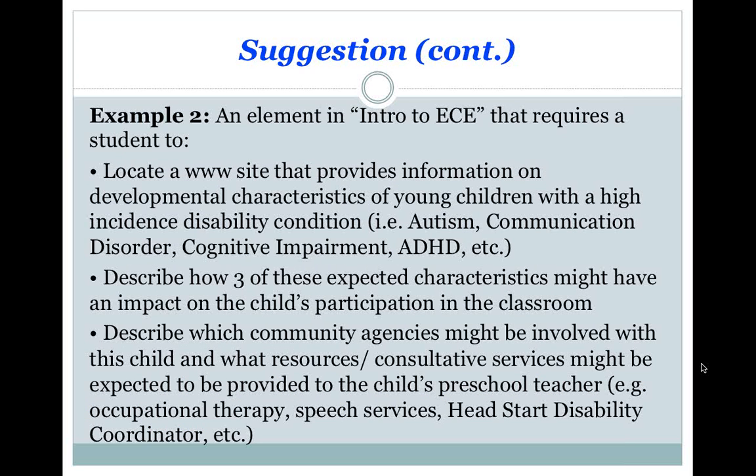Here's another example, locating a website. Once again, it could be an article that you post, or a PDF that you post up on a website that you've selected. It could be open-ended, where they find websites related to a high incidence condition: autism, communication disorder, cognitive impairment, ADHD, etc. Describe some number of those characteristics and indicate how they might have an impact on the child's participation in the classroom. And then the third component of that embedded assignment would be to describe what community agencies might be engaged with the child with this particular condition.